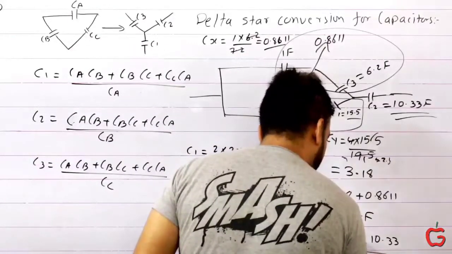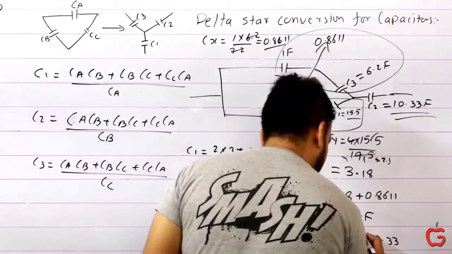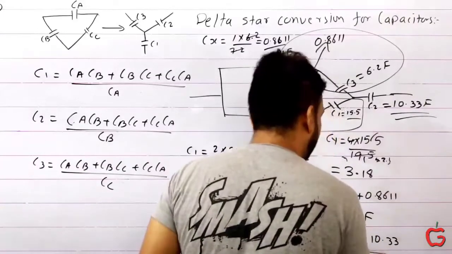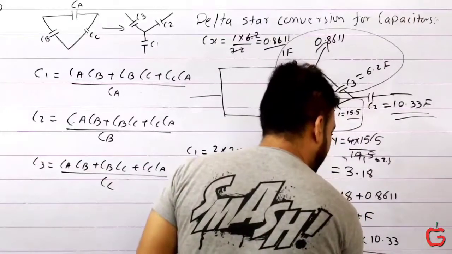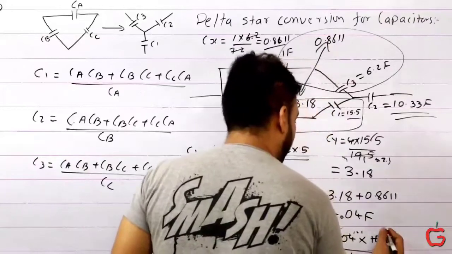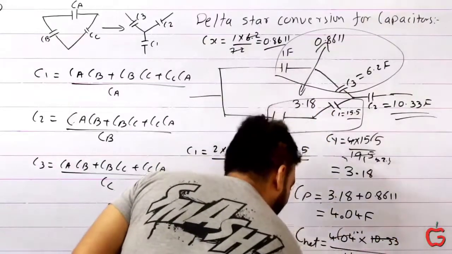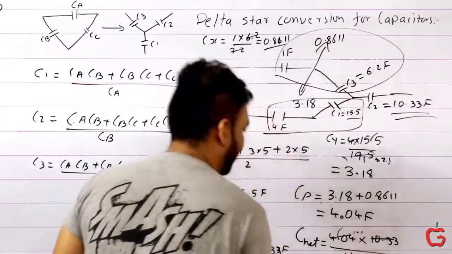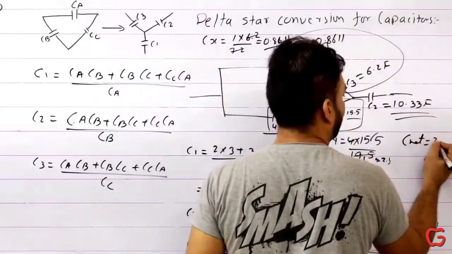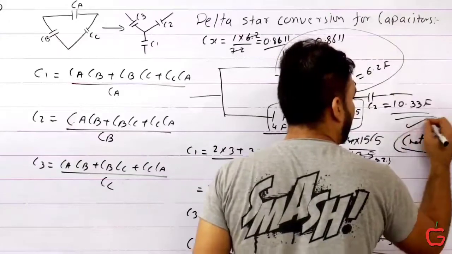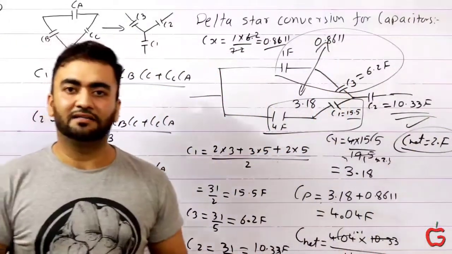And this comes to be, let's work this out, 2.95. So the entire capacitance comes to 2.9 farad, the same as the last result.